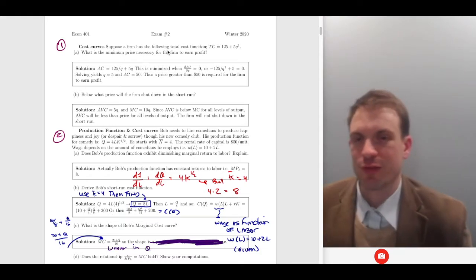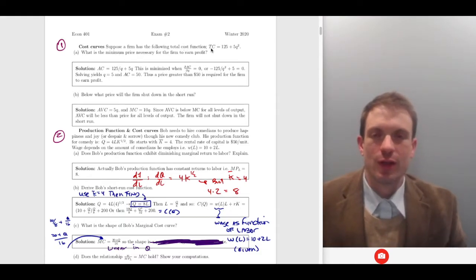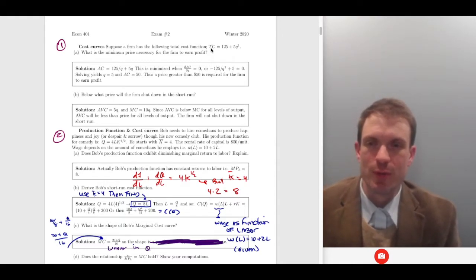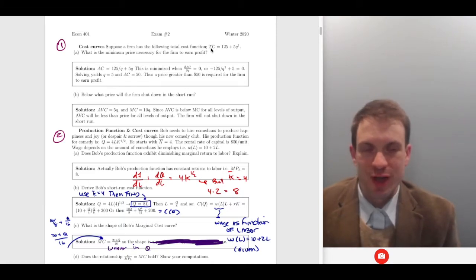Suppose the firm has the following total cost function. Total cost is equal to 125 plus 5Q squared. What's the minimum price necessary for the firm to earn profit? Below what price will the firm shut down in the short run?